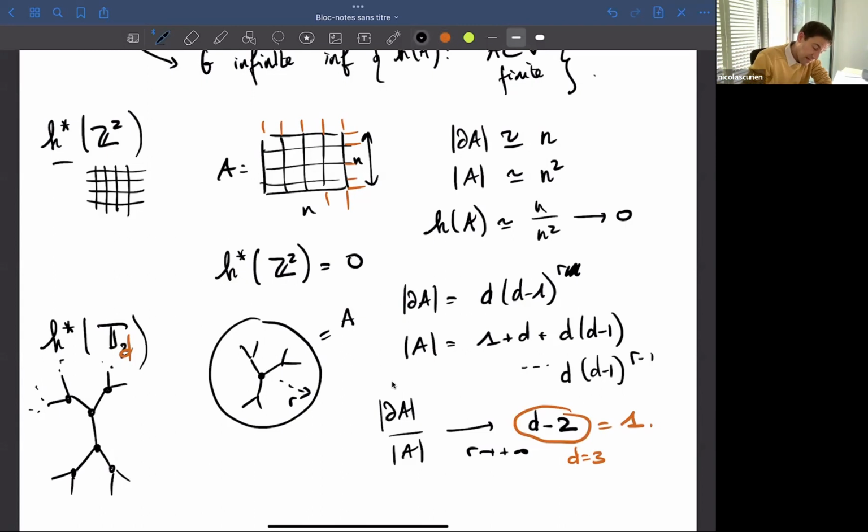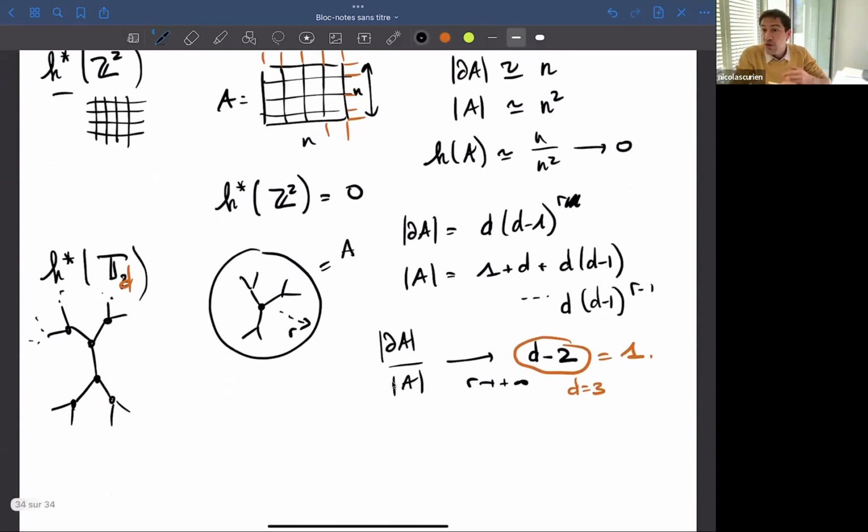Now, easy exercise, this is the best possible. If you want to minimize this isoperimetric constant of a subset, you want to take balls in a large tree. I have not made the proof, but I leave it as an exercise that actually the Cheeger constant of the D regular tree is D minus 2. So the infimum over all finite subsets in a tree of the size of the boundary with respect to the inner size is this proportionality constant, D minus 2. Okay? So far, so good.